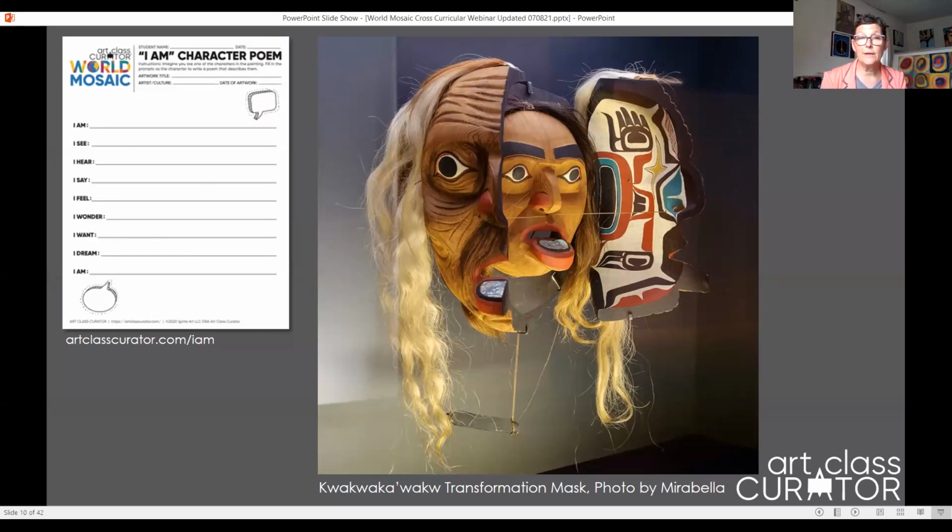This is just another example of an activity. This is the piece of artwork that you're looking at, or quite honestly, any of the artworks, you could use the I am character poem. And so as you look at the art, you choose one of the characters. So in this case, you would choose one of the faces or the mask, and then you would talk about I am, I feel, I hear. And it's truly delightful to hear how students perceive something. And then does their perception change when they learn about the art?